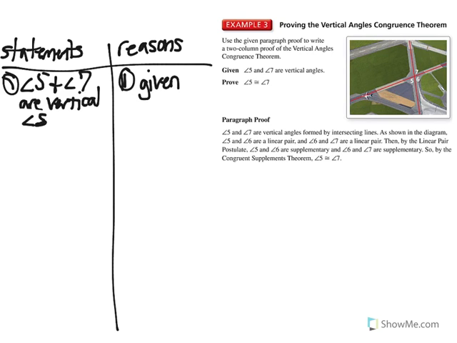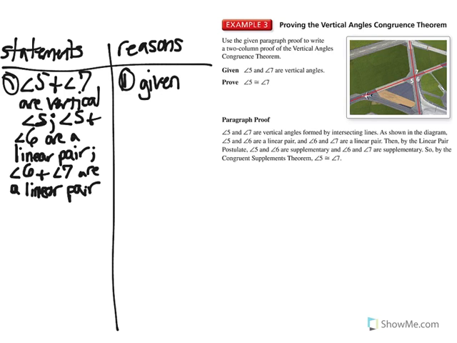So as you can see here, I wrote out angle 5 and angle 7 are vertical angles. That's our first reason. It's going to be that it was our given information. So then the second one, it says, as shown in the diagram, angle 5 and angle 6 are a linear pair, and angle 6 and angle 7 are a linear pair. This would be a given, because it's in our diagram, we just have to pull it out. The diagram was given to us, so this would also be given information. So we can actually include it on this first reason still.